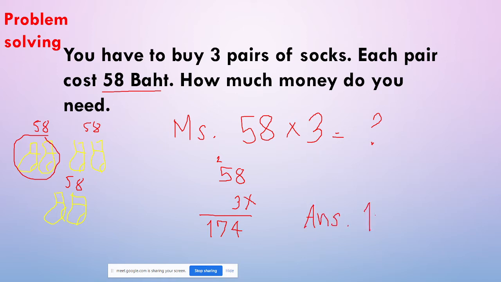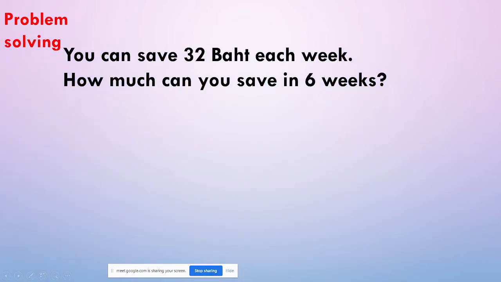174 what? What's the word after that? Baht. 174 baht. You should always know what word to write after this one, right? Okay. Now, one more problem, and then we'll have some games.